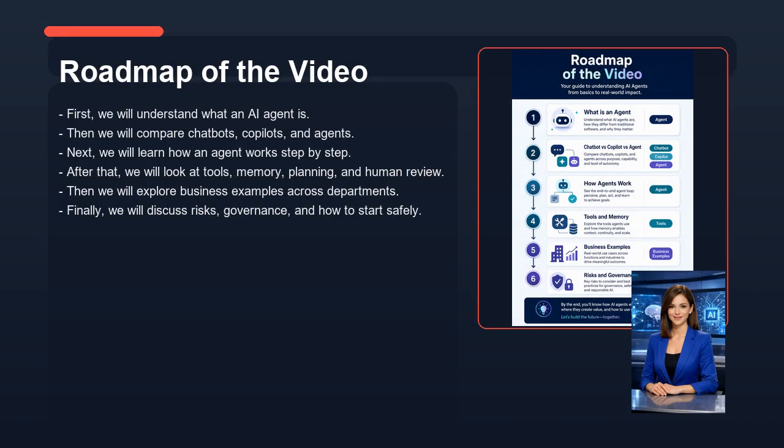Now let's look at the roadmap of the video. First, we will understand what an AI agent is. Then we will compare chatbots, copilots, and agents. Next, we will learn how an agent works step by step. After that, we will look at tools, memory, planning, and human review. Then we will explore business examples across departments. Finally, we will discuss risks, governance, and how to start safely.